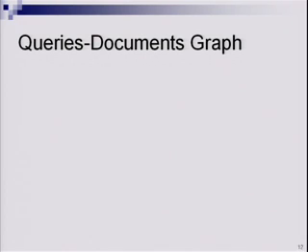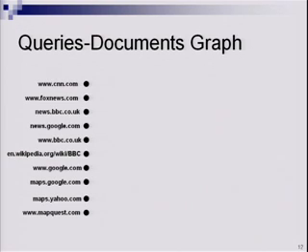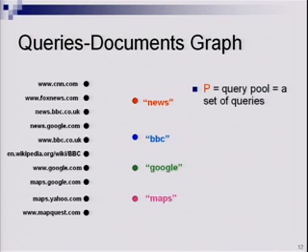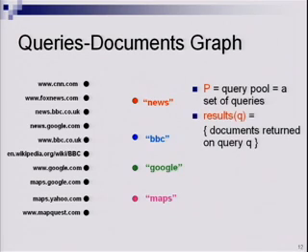And we view it as a bipartite graph. So let's look at this small search engine. It has only 10 documents in its index. And now let's fix a pool of queries. This is just a selection of queries that you can submit to the search engine. In this case, we selected 4 possible queries: news, BBC, Google, and maps. So the nodes of the graph, on one side it's the documents, on the other side it's the queries in our pool. Now edges are defined by how the search engine replies to queries.